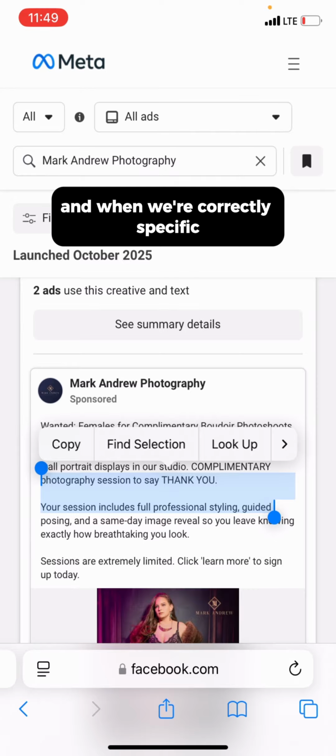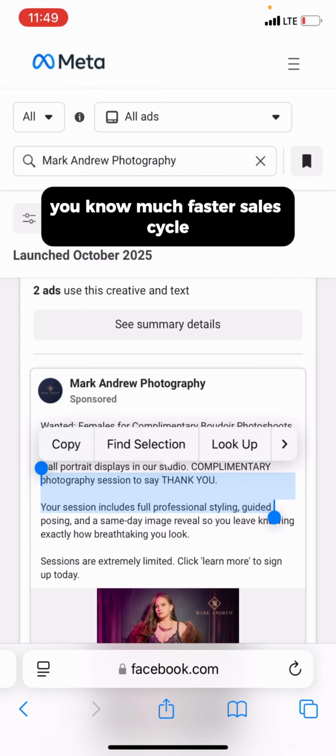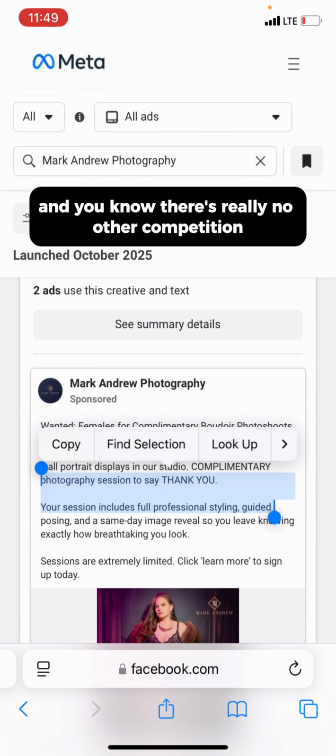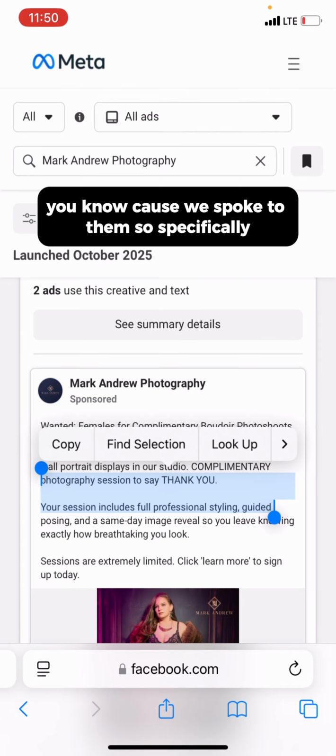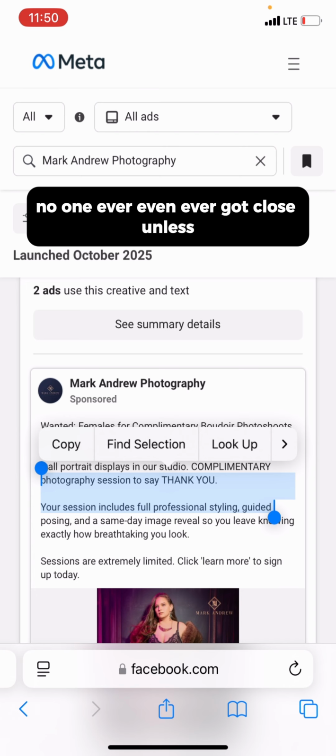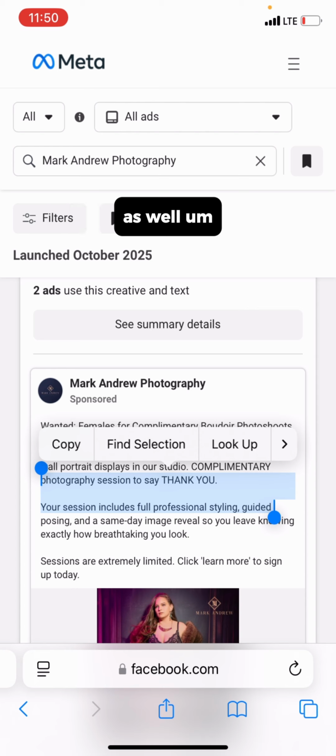The See More headline and the story/narrative is what allows us to be correctly specific. And when we're correctly specific, we turn into a market of one where people are, you know, much faster sales cycle. They're willing to pay a higher price. And there's really no other competition because we spoke to them so specifically. No one ever got close, unless again, someone else in our city is working with me on their boudoir Facebook ads as well.